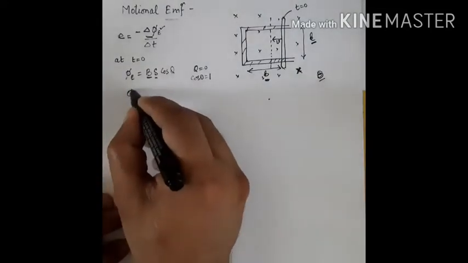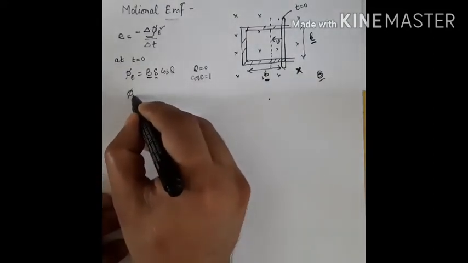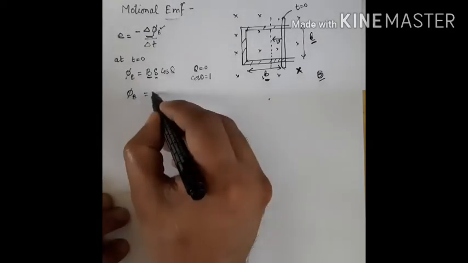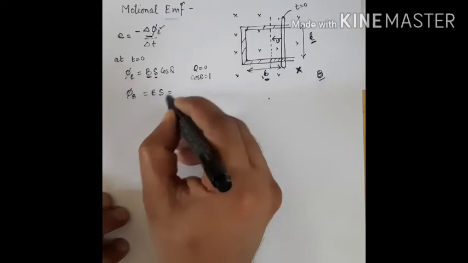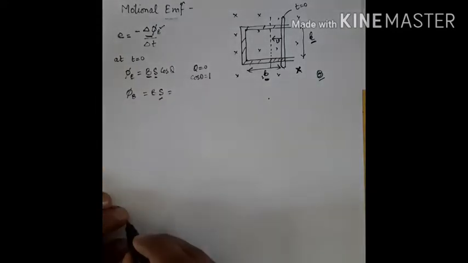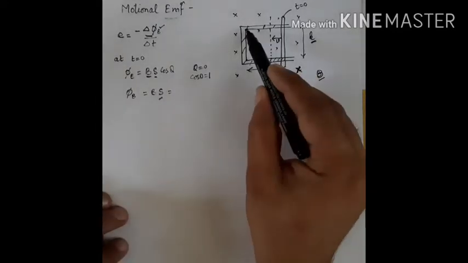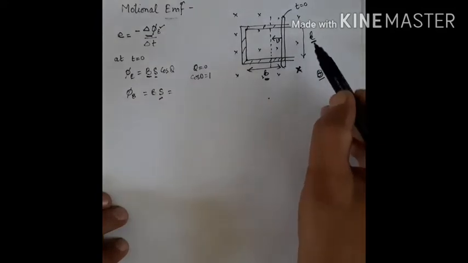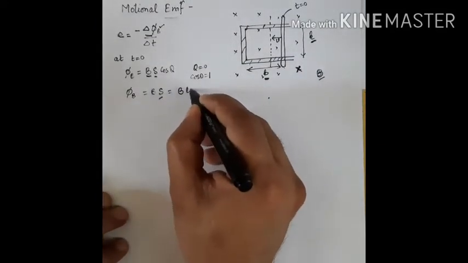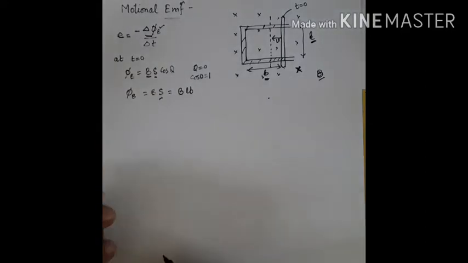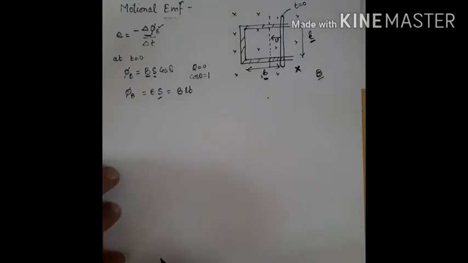So the magnetic flux becomes Bs, where S is the surface area. I want to calculate the value of this surface area. The surface area at t equal to 0 will be equal to length into breadth. So it is BLb, with small b. This is the magnetic flux linked at t equal to 0.